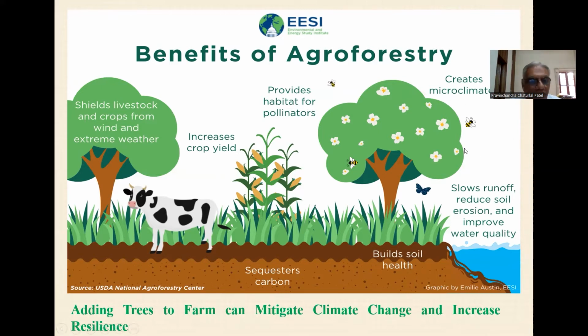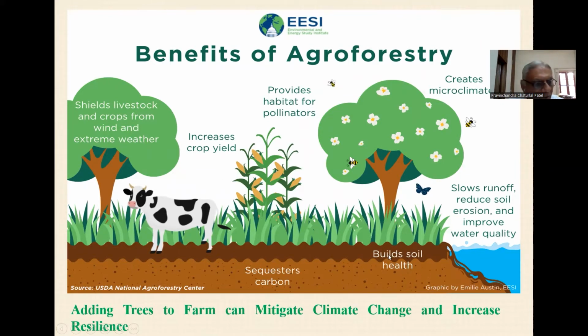It slows runoff. You know that when there is rainfall, the rain falls on the canopy of the trees. So the velocity of the rainfall is decreased. So there is less erosion. So it slows runoff, reduces soil erosion and improves water quality.